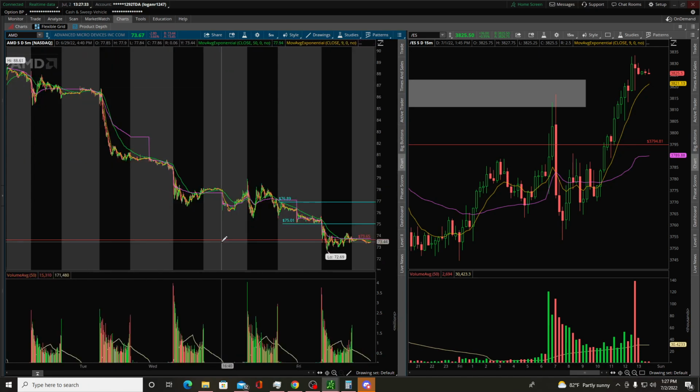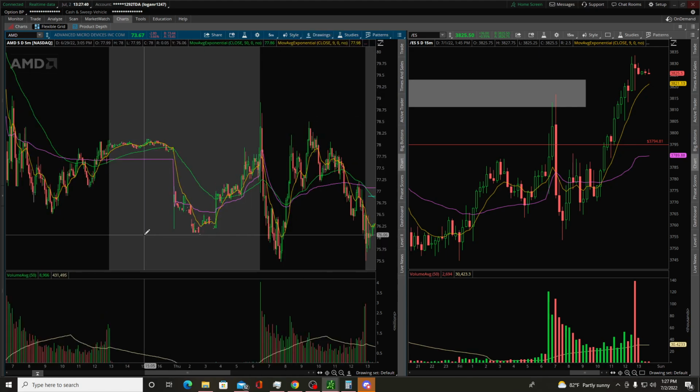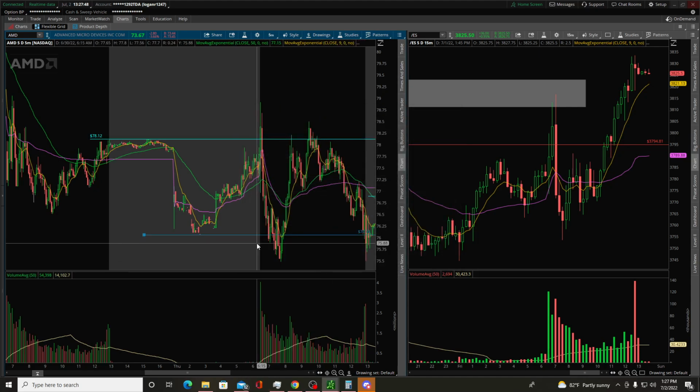Maybe we can find a day where the market was green. So maybe we'll find an example here from the previous day. We'll mark that pre-market low, mark that pre-market high here. So that's all you have to do, is mark those two levels.